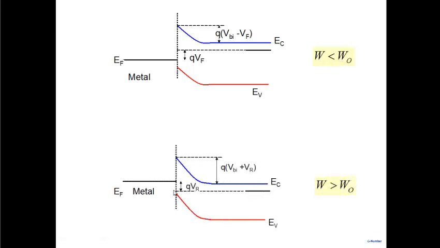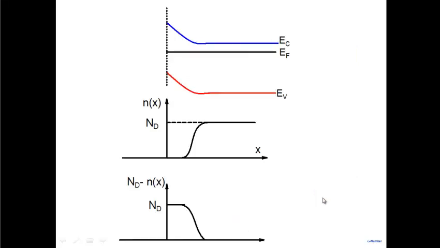You apply a reverse bias here. The band bending becomes even more. Note that more band bending means more electric field. More electric field means more charges here, and that means a larger depletion width here. So that is fine here.